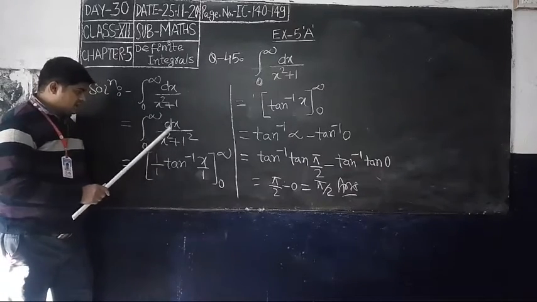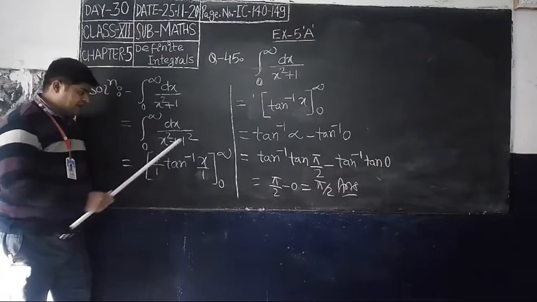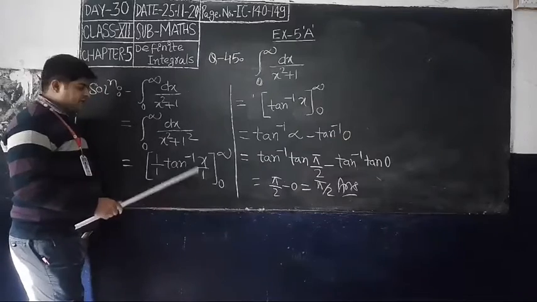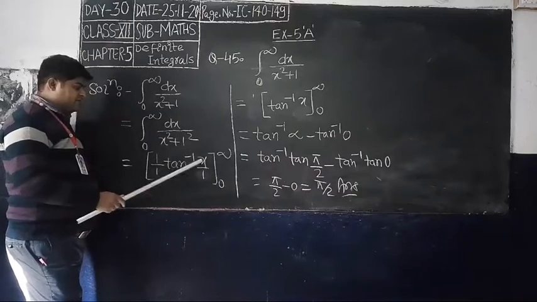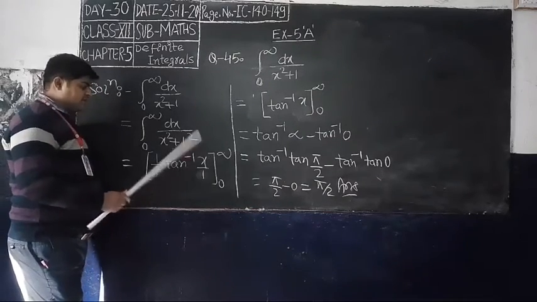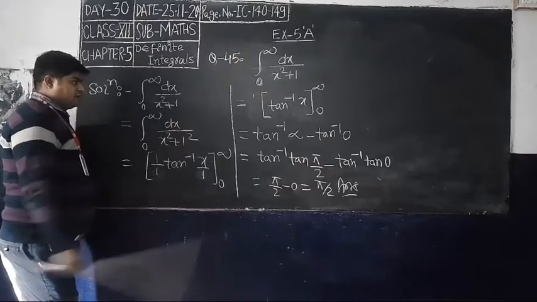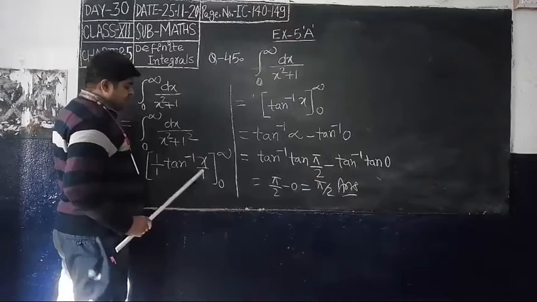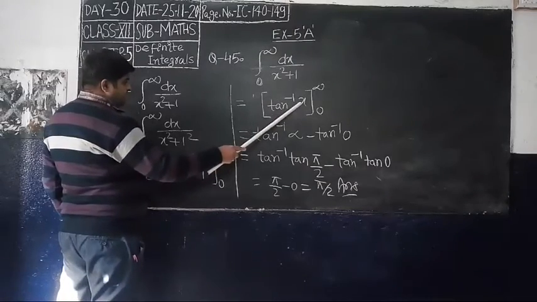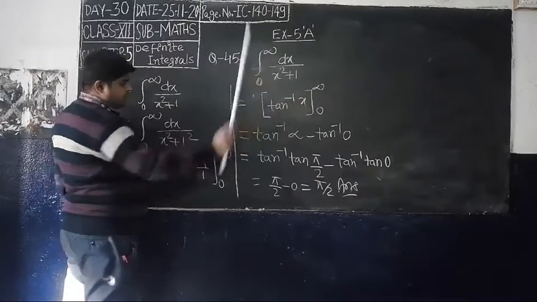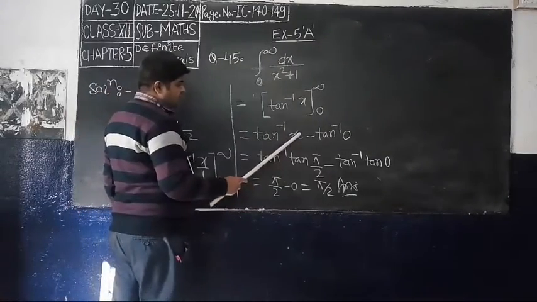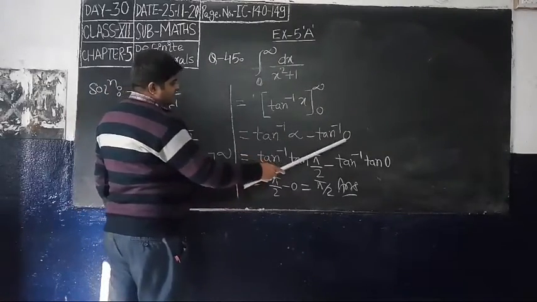So you will put the formula. Integration of this part is 1 by a, here 1 by 1, tan inverse x by a. A is 1, so tan inverse x by 1 with limit 0 to infinity. Okay, 1 by 1 is nothing, tan inverse x. So you will write here tan inverse x with limit 0 to infinity.